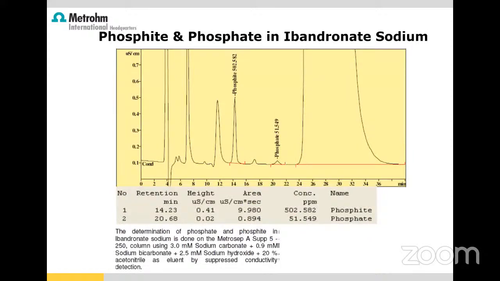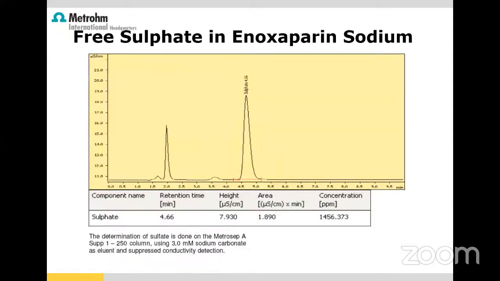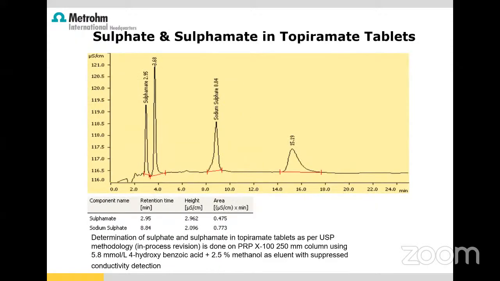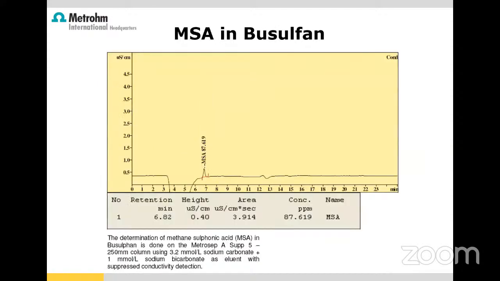Then some of the pharma applications: phosphite and phosphate in ibandronate sodium. Then phosphate binding capacity. Then free sulfate in enoxaparin sodium. Then sulfate and sulfamate in topiramate tablets. Then nitrate in lanthanum carbonate. These are all pharmaceutical APIs, where they wanted to determine ionic impurities. Then this is an anti-cancer drug, busulfan. There they wanted to know how much methane sulfonic acid is there.